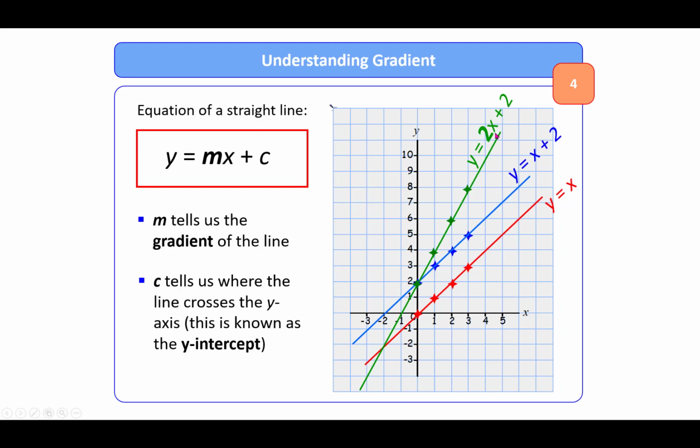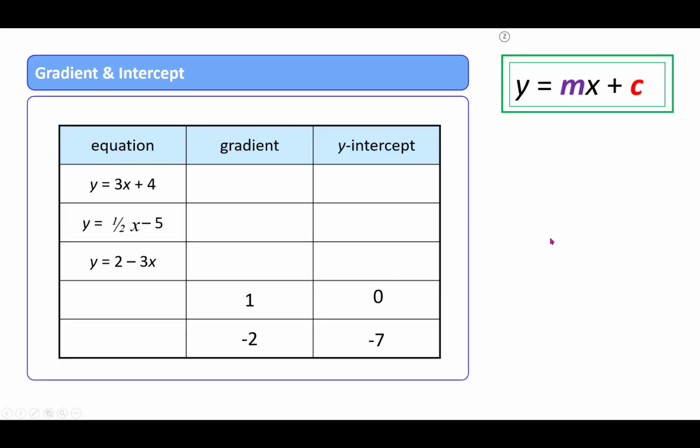Can you see here the number next to the x is 2, so m is 2 in this case, and the c is the plus 2, so c is 2. For this blue line, c is 2 as well. There's no number in front of the x, but we should know that means 1x, so m would be 1 in this case, the gradient. m is 1 here, but there's no c, so c is 0. And that's that. Let's see if you can do this.